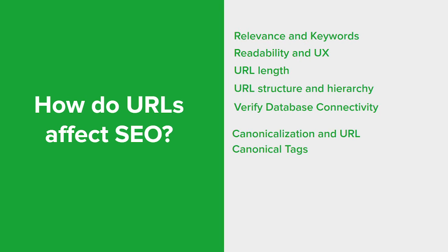Canonicalization and URL canonical tags. URLs should be consistent and avoid duplication to prevent potential issues with duplicate content. Canonical tags can be used to indicate the preferred version of a URL when multiple versions of the same page exist. So canonicalization helps search engines understand what URL should be indexed and displayed in search results.